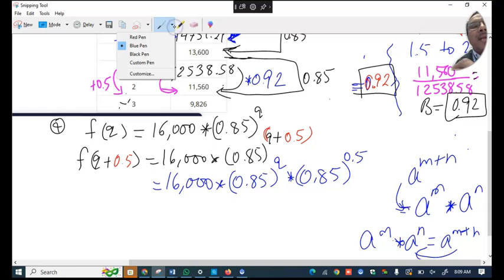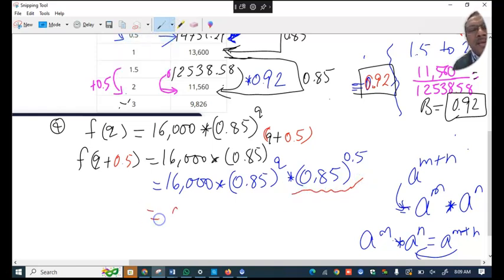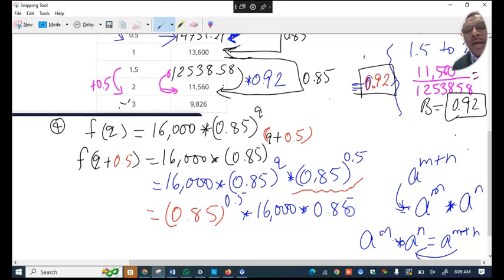Then I can write this whole thing, this piece I can write in the beginning, that is 0.85 raised to the power 0.5 times 16,000 times 0.85 raised to q. So I use the commutative property. We can always swap the order of a product. A times B is B times A.